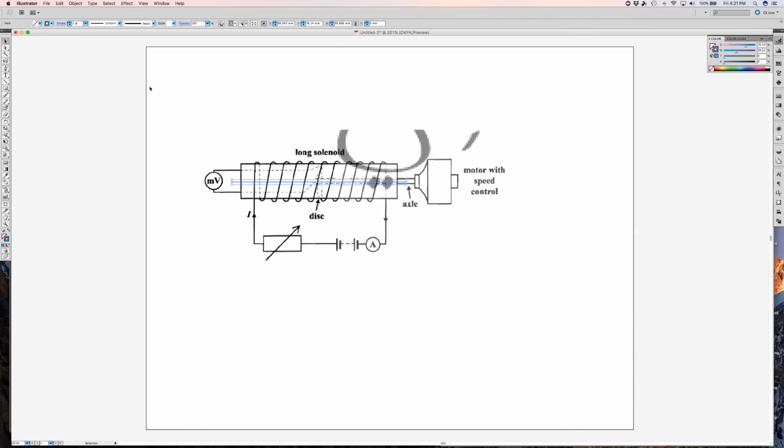Wonderful. The question I asked is, which side of this solenoid is the North Pole? Could anyone tell me, the right-hand side or the left-hand side? Is the North Pole going to be here, or is the North Pole going to be there? The right-hand or the left-hand side?